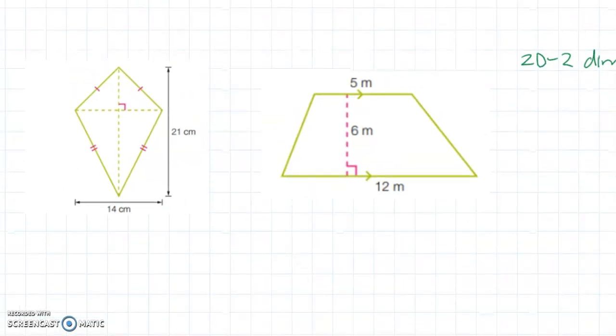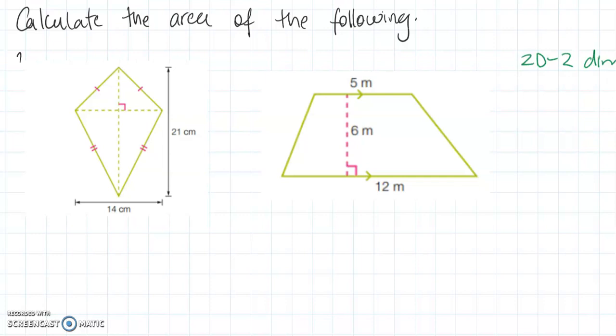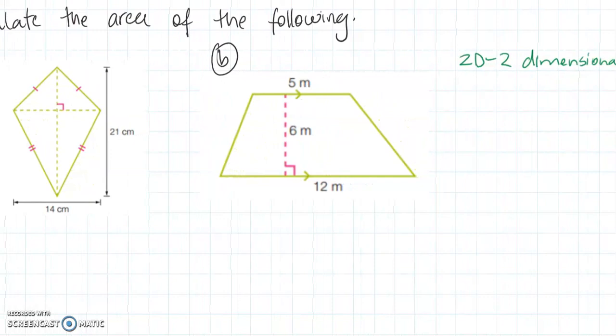So let's write a question. Calculate the area of the following. Okay, so let's say that's A and that's B. The simplest thing to do when you have to calculate the area of the shapes is just refer to your formula table. So let's have a look at the first one. Step one, always remember to follow these steps: identify your shape.